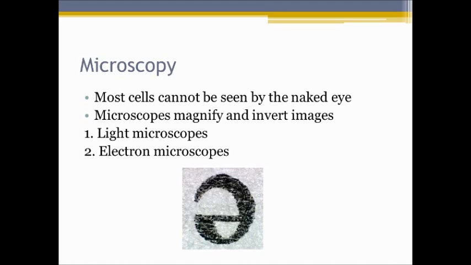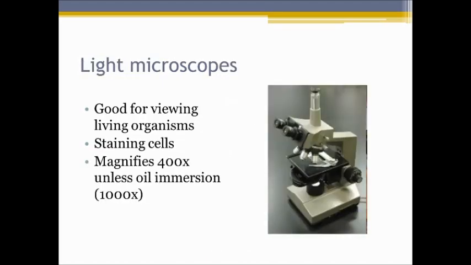They magnify and invert images as shown here below with that E. It's magnified and inverted. The two main types of microscopes are light microscopes and electron microscopes. Light microscopes are good for viewing living organisms. These are typically the student type of microscope you'll see in a laboratory setting. Usually the slides that you'll be viewing will be stained, so the organisms are no longer living, but that staining is needed to be able to discern between the different structures within the cell.